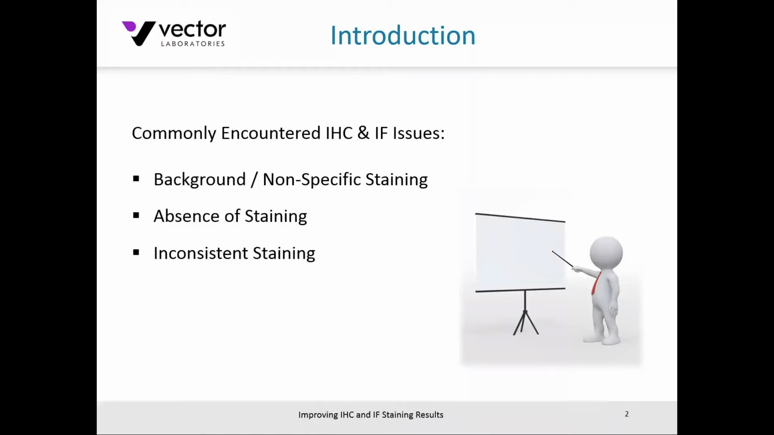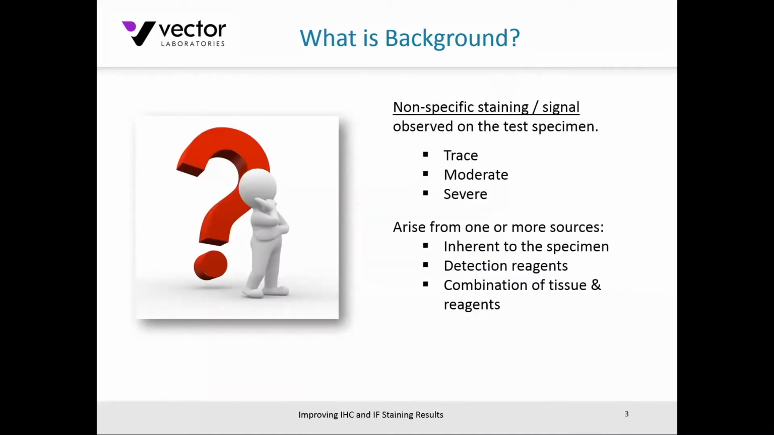Then we'll toggle to look at an absence of staining, which can be quite confounding to some investigators. But what it does do is allow me then to segue into talking about the implementation of appropriate positive and negative controls in your applications. Then we'll finish up the webinar with a brief discussion on inconsistent staining that does plague some investigators. All right, so let's dive into it right now.